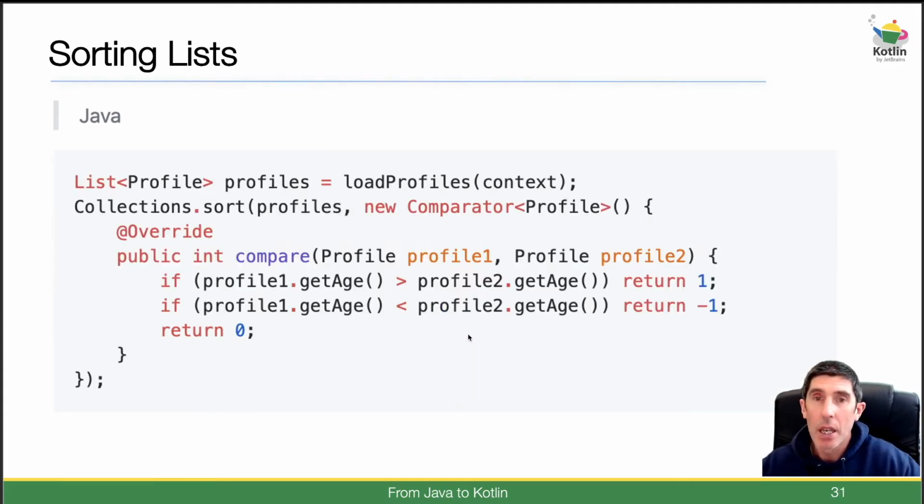Okay. In terms of sorting, there's some stuff going on there. There's not a huge difference between the two, between Java and, say, Kotlin.